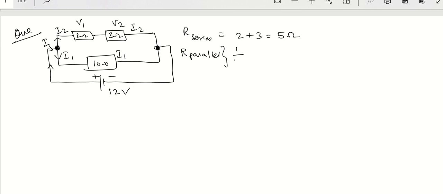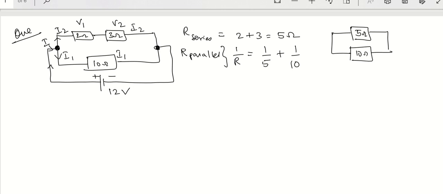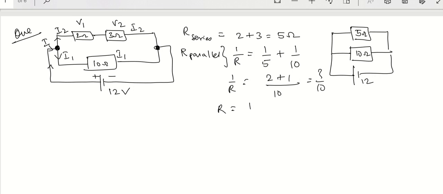So in parallel, I have 1 by R equal to 1 by 5, which I got here, plus 1 by 10. Why is that? Because on top, I have made it 5 ohms by combining, and then I have my 10 ohms. So that is why I have to make this. And then I have that voltage supply, which I have given 12. So if I do this, then I am going to get here 10, and then it becomes 2 plus 1. So it is 3 by 10. I have to do the reciprocal, so R will become 10 by 3. So that is 3.3 ohms approximately, right?